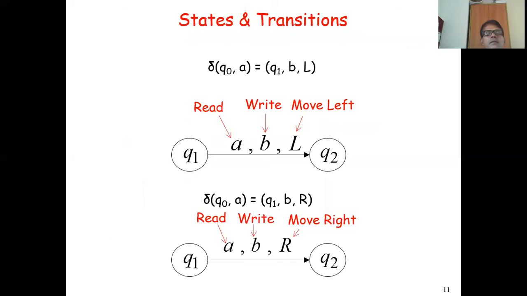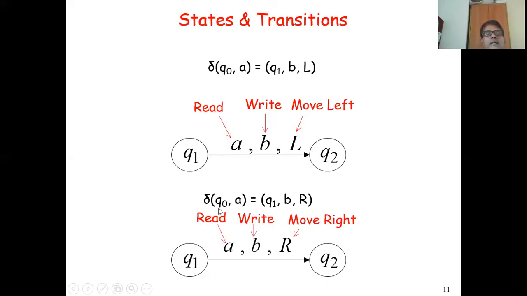So we can represent the left and right moves using the transition graph. This is our left move: delta Q0 A is equal to Q1 B left. This is represented using the transition graph, and it changes the state to Q1. Actually it is Q0 and it is Q1. This is a typing error. So this is Q0 and this is Q1.